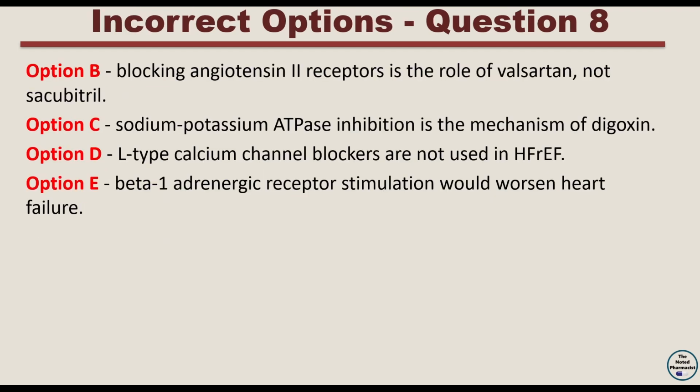Here is the explanation for incorrect options. Option B is incorrect because blocking angiotensin II receptors is the role of valsartan, not sacubitril. Option C is incorrect because sodium-potassium ATPase pump inhibition is the mechanism of digoxin. Option D is incorrect because L-type calcium channel blockers are not used in heart failure with reduced ejection fraction. Option E is incorrect because beta-1 adrenergic receptor stimulation would worsen heart failure.